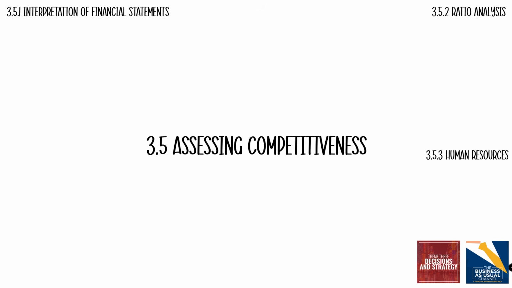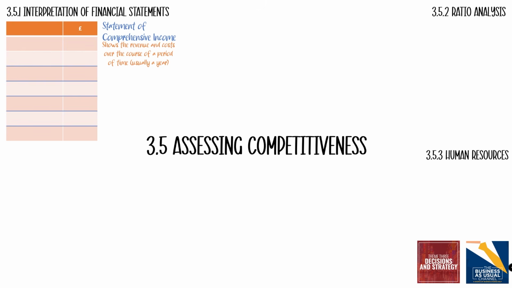3.5.1 is about the interpretation of financial statements and the calculations you can do from them. I'm going to focus on the statements in 3.5.1. When we do 3.5.2 ratio analysis, I'm going to focus on the calculations. Most of the calculations are already ones we've covered in the 2.3 video. However, there are some new ones in theme 3 that aren't in theme 2, so I'm going to include those as well.